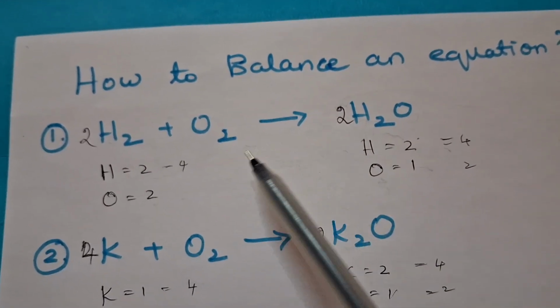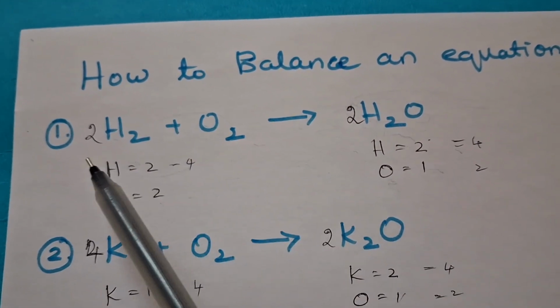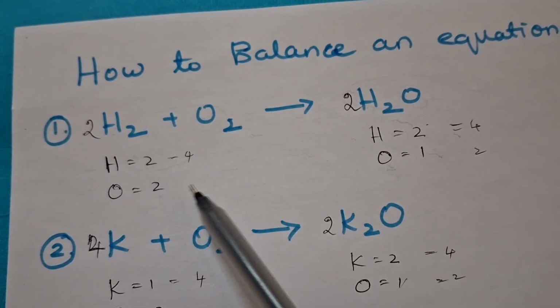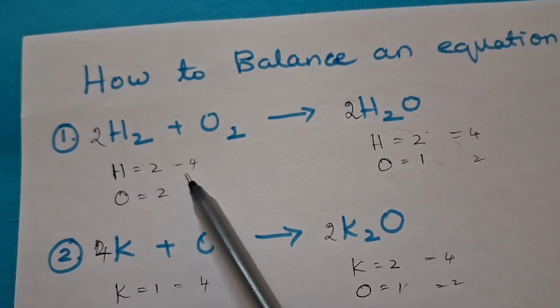So we just have to start. This method is the trial and error method. We have to start with a small number. The smallest number is 2, so we'll put a 2 here. Suppose it is 2 here, 2 into 2 is 4. So you have put 4 here, so 4 atoms of hydrogen.